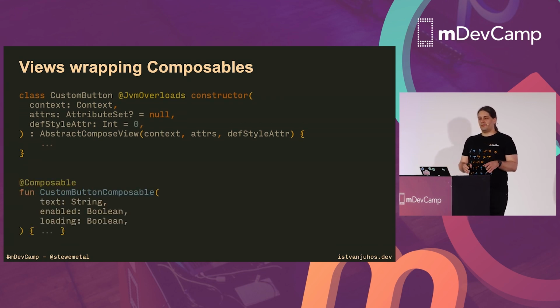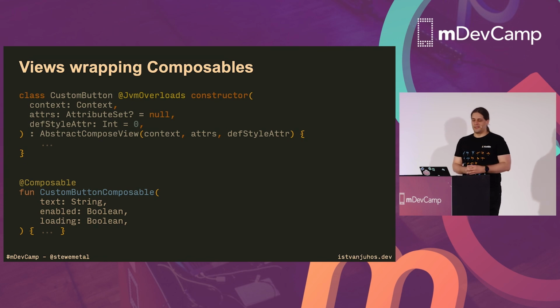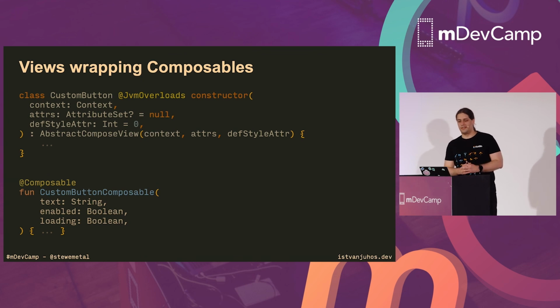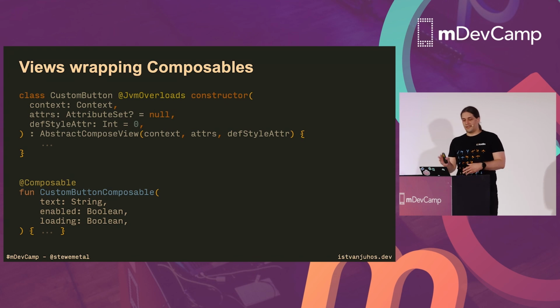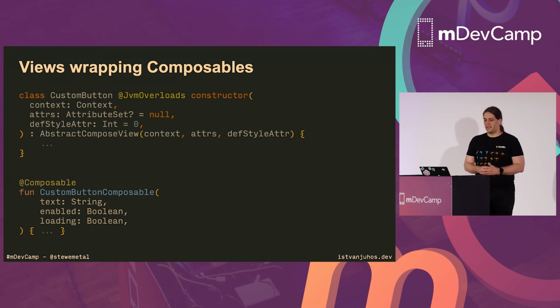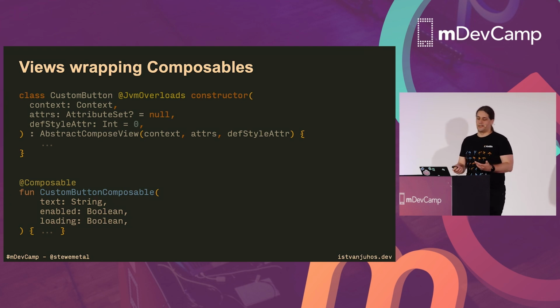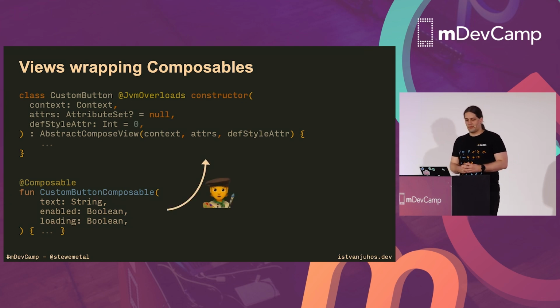The composable that we want to render this custom button view is here. It's a custom button composable. It does pretty much the same thing that the buttons did in the beginning of the talk. So you can set a text, you can set it to enabled or disabled, or you can set if it's displaying the loading progress bar or not. So let's see how we can use this composable to render the custom button.